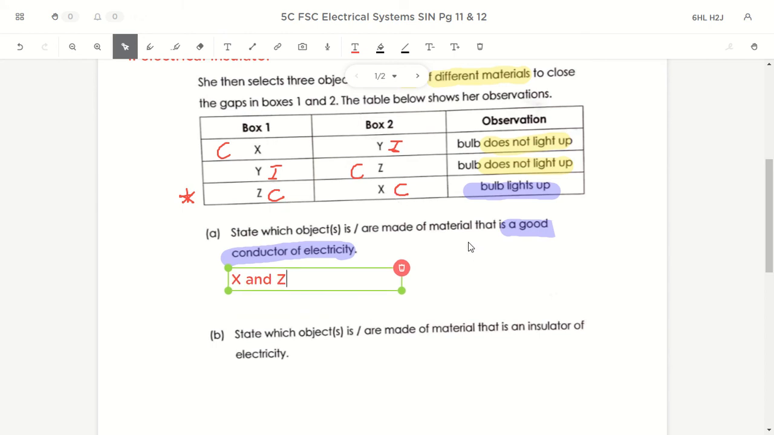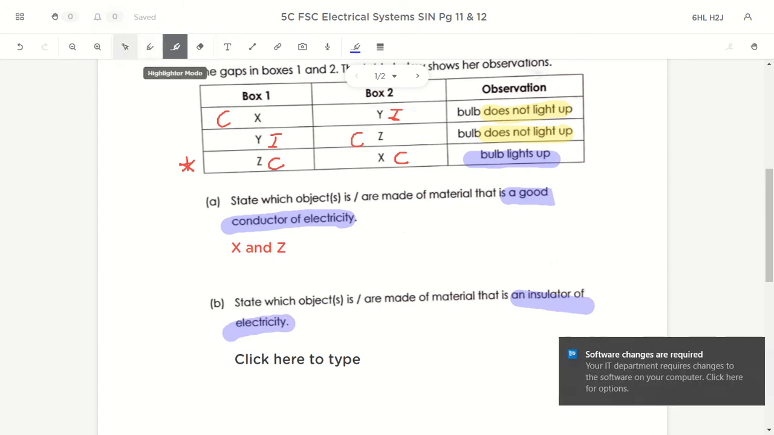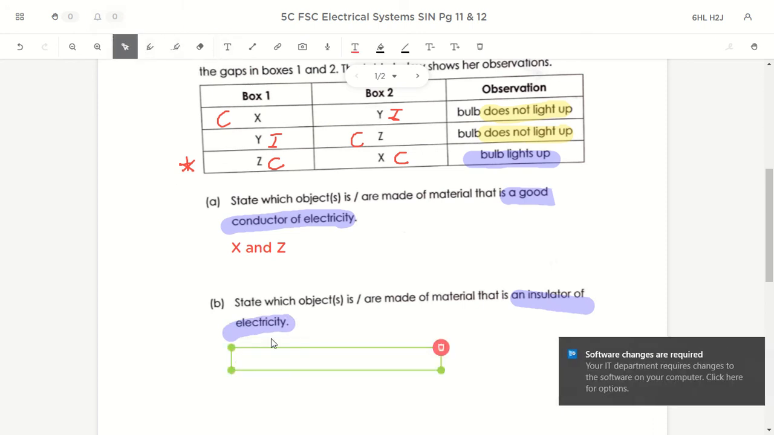Okay, so the next one. State which object, let's highlight first. State which objects are made of material that is an insulator of electricity, and the only one is Y. Right. Okay, so it's quite simple.